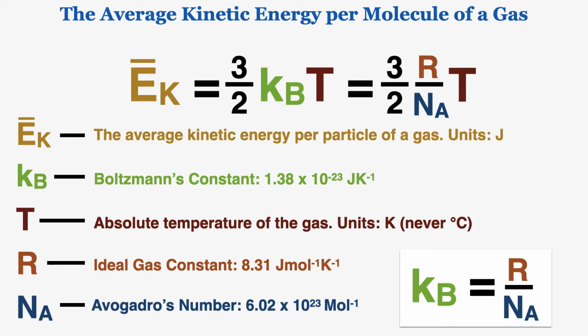I can see that the average kinetic energy is equal to 3/2 times Kb, which stands for the Boltzmann constant. It's a specific constant, multiplied by the temperature, and it's also equal to 3/2 times the ideal gas constant over Avogadro's number, again multiplied by the temperature. I can see that this implies that this new number, Boltzmann's constant, is equal to the ideal gas constant over Avogadro's number. I'll show you how to use this equation in a minute. I just need to clarify some of the variables.